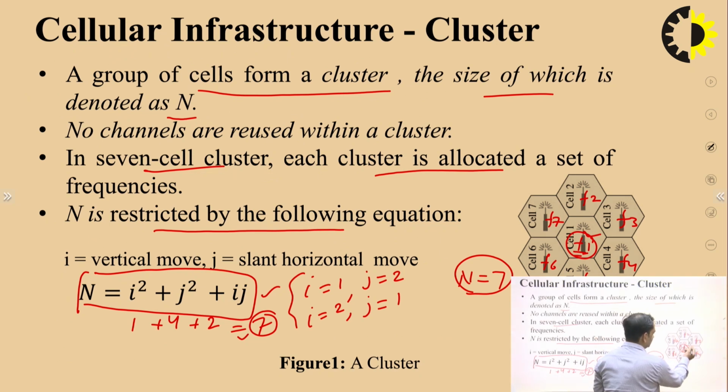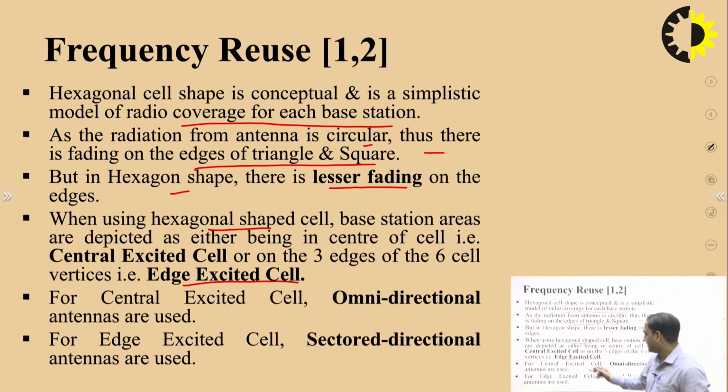In this case, the first scenario is if the base station is lying at this point. This is the centrally excited cell, and this one is 1, 2, 3, 4, 5, 6. So we have the 6 edges on which we can again center this base station. So this base station can be at this edge as well. This is called the center excited cell or the edge excited cell.